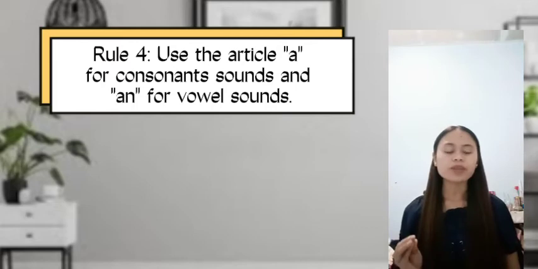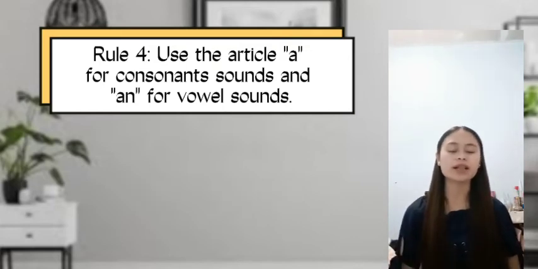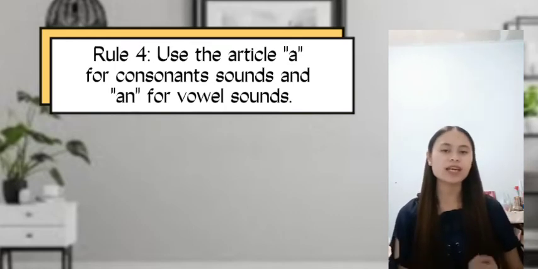So if a vowel sound comes first on the word, we will use the article an. So for example, an apple, an eagle, or an umbrella. So that's how we use those words, okay?